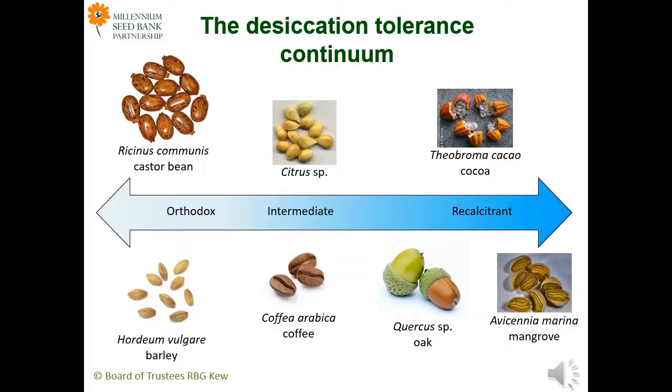Intermediate seeds are those that can be dried to a certain extent. Some of those can actually be dried to the appropriate ERH for freezing. But these sometimes show a loss in viability, sometimes dramatically, when banked using conventional methods. Recalcitrant seeds are those that cannot be dried below 90% ERH and therefore cannot be frozen in conventional seed banks.